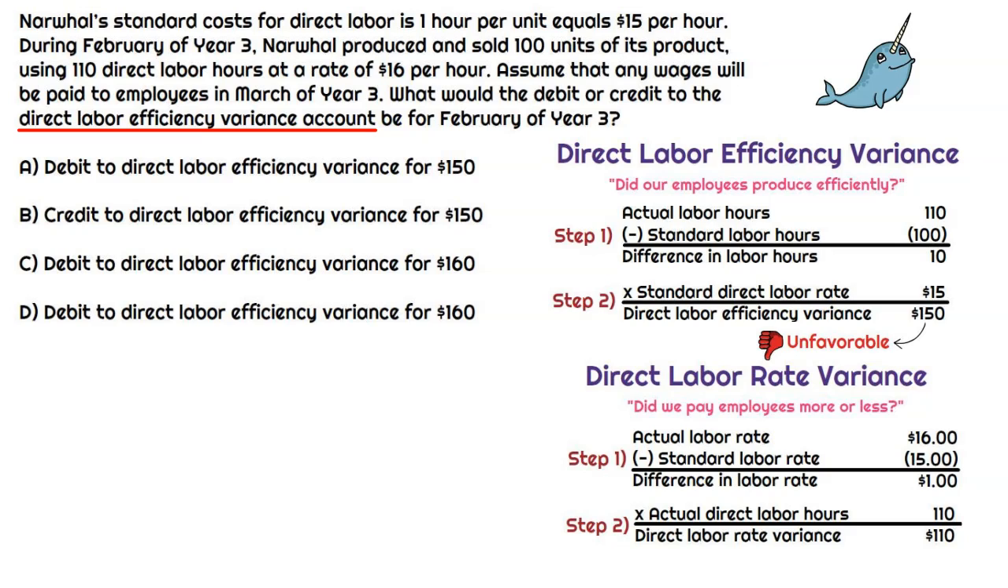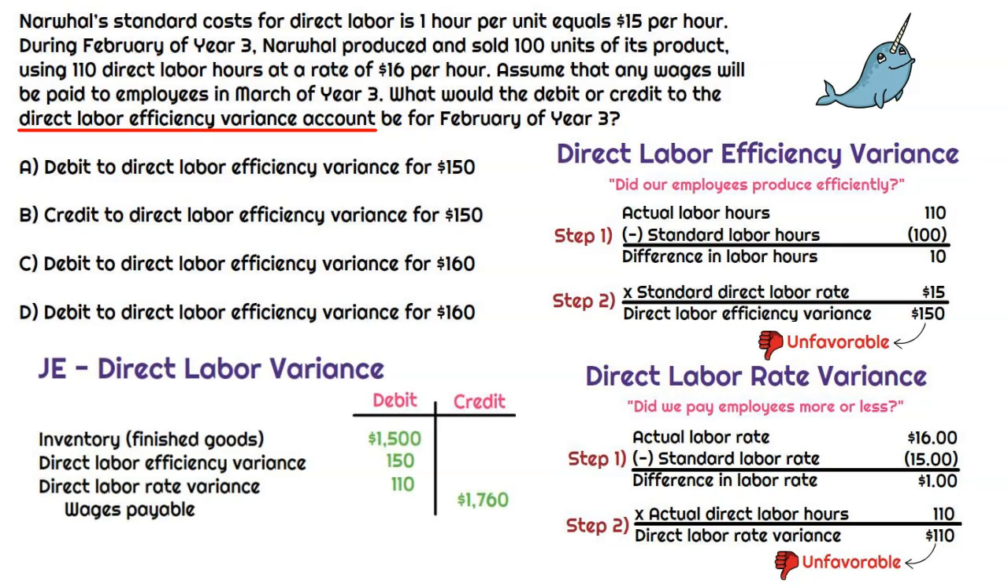Now for the direct labor rate variance, well, we focus on the rate. The actual rate was $16 per hour. The budgeted or standard rate was $15 per hour. So that's a difference of $1 on an hourly basis. And then we multiply by actual direct labor hours of 110. And that gets us up to a direct labor rate variance of $110. Now that variance is going to be unfavorable as well, because our actual labor rate was higher than the standard. Now, we don't know why. Maybe they hired more skilled employees, but either way, it's unfavorable when we compare to the standard.